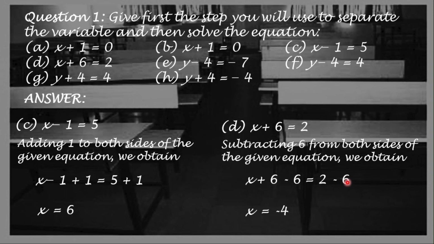Okay. Now try E part, F part, G part and H part by yourself. So in E, what we will do? We will add 4 both sides. In F also we will do the same thing, add 4 both sides. In G, subtract 4 both sides. In H, subtract 4 both sides. And whatever the answer you will get, you write it in the comment box. Okay. Now I'm going to start the next question.